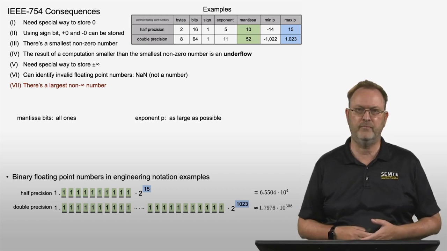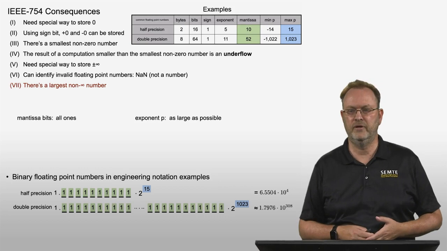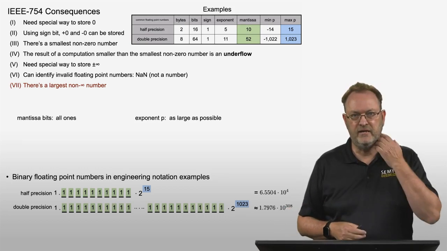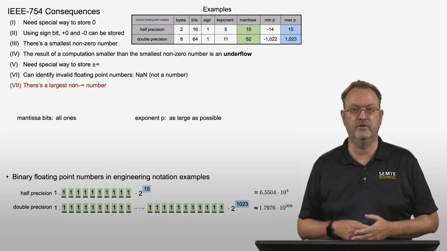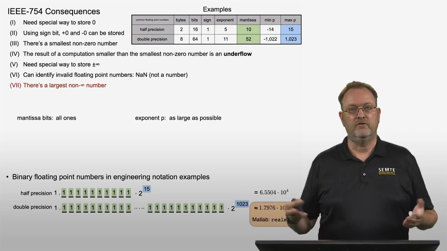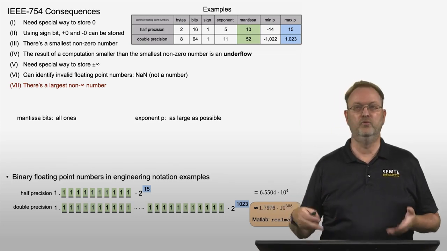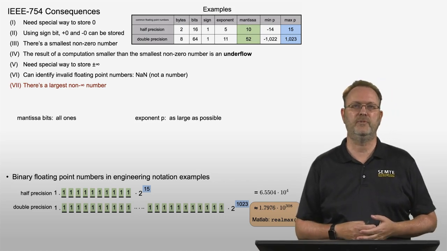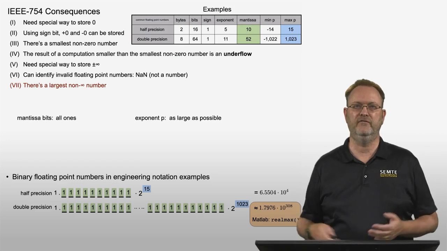So if we calculate those numbers, the largest possible non-infinite half precision number is 65,504. And the largest double precision number is 1.7976 and so on times 10 to the power 308. And you can get this largest possible double precision number in MATLAB if you just type in realmax. Compare that to realmin, the smallest possible non-zero number. Realmax is the largest possible non-infinite number.